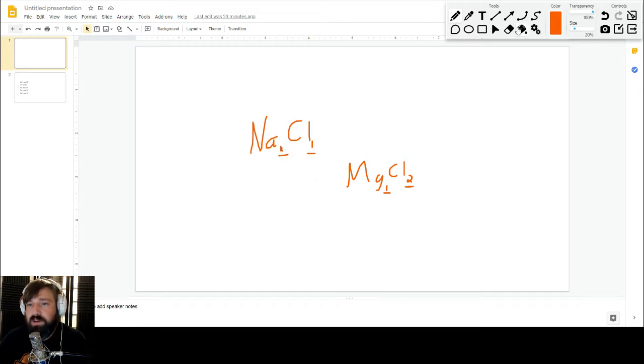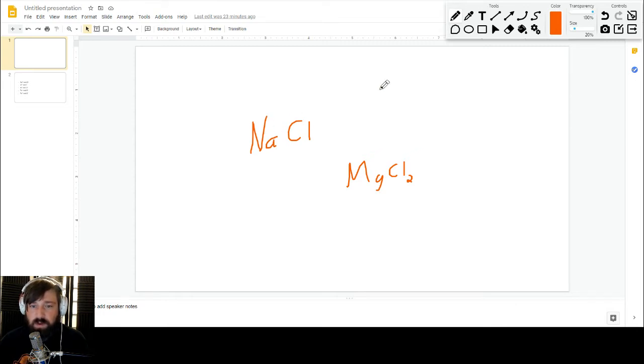So this is an understood 1 that's there. If you write down sodium, Na, you know at least one of them's there, right? So sodium has an understood 1, chlorine has an understood 1, magnesium has an understood 1. Chlorine here has 2, meaning that there's 2 of them. And you can probably imagine why this is the case.